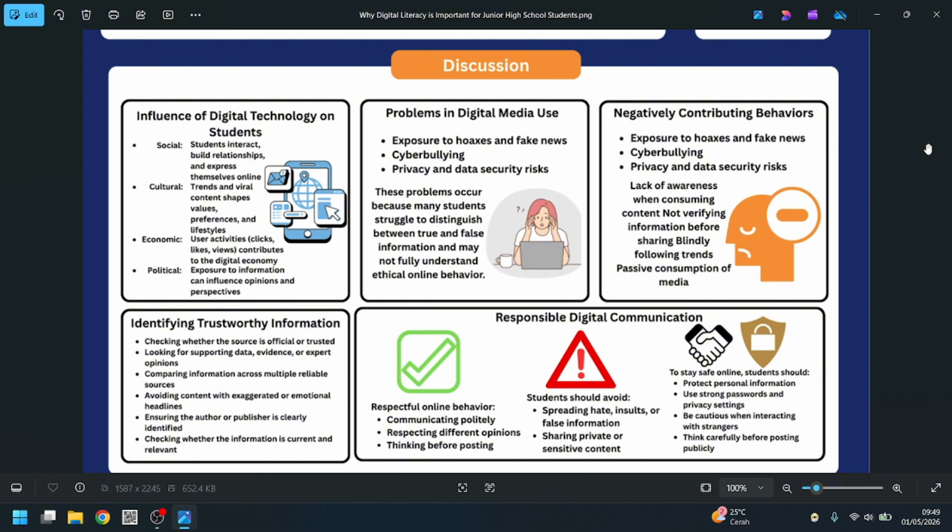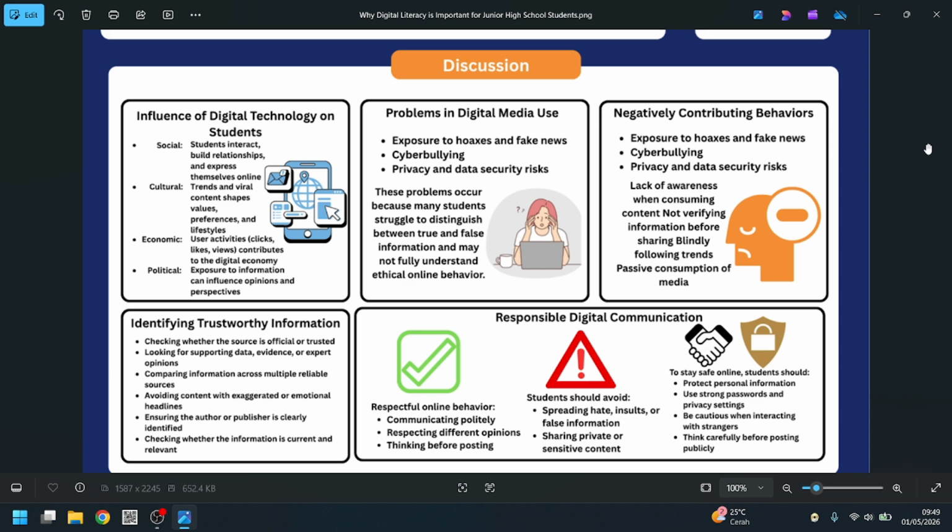Next up are negatively contributing behaviors: exposure to hoaxes and fake news, cyberbullying, and privacy and data security risks. This is the same as the previous one, but with a lack of awareness when consuming content, not verifying information before sharing it, blindly following trends, and passive consumption of media, which is very bad for the human psyche.